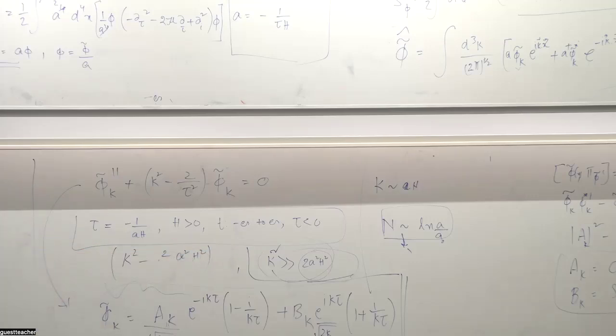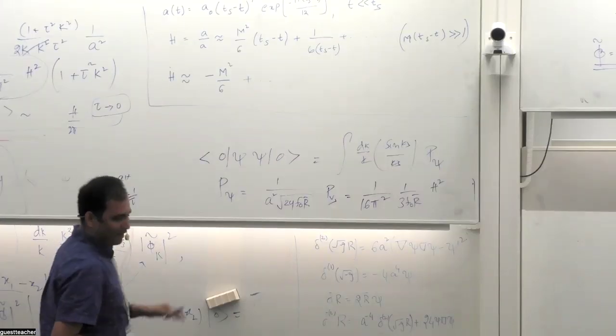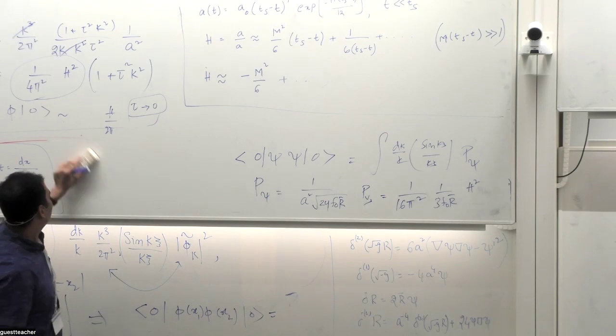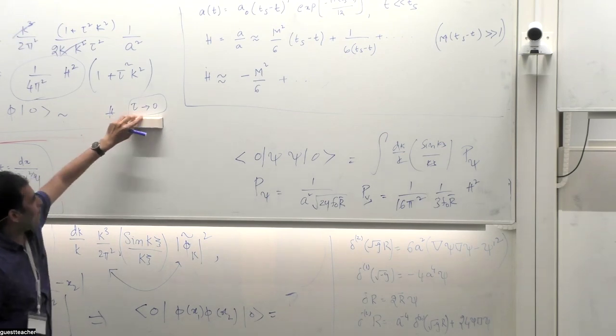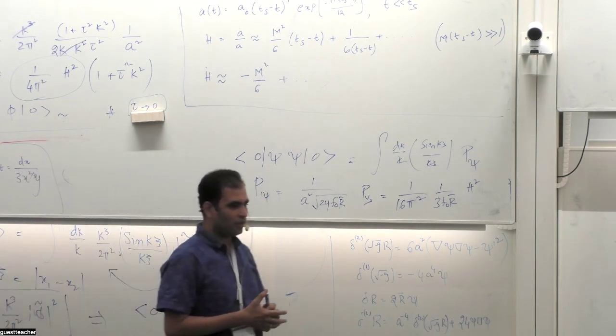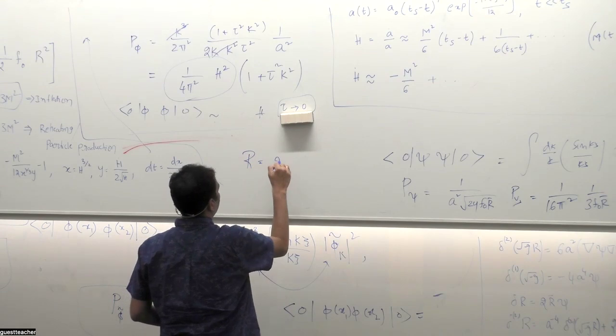So this is the power spectrum, but the story is not over yet. Normally, to compare with observations, you need a fully gauge invariant variable. And that variable is called the curvature perturbation.